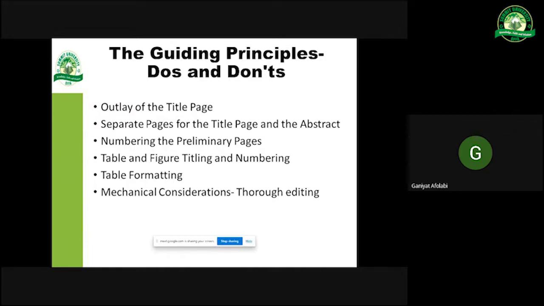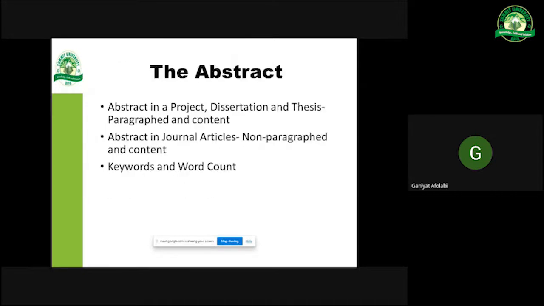And for the numbering of the preliminary pages, you can use Roman numerals for the preliminary pages, I mean the dedication pages and the rest. Use Roman numerals, while for the main chapters, use the normal numbering of the pages. And ensure that your number is at the left part of the paper, not center or the right part, where people can easily see that this is the page number. Also, I've talked about the table and figure formatting, and I've talked about the thorough editing of your work. Take it to people in the linguistics department or English department.